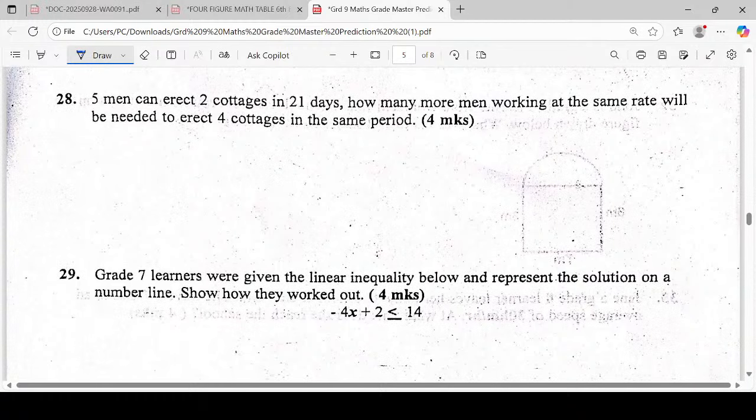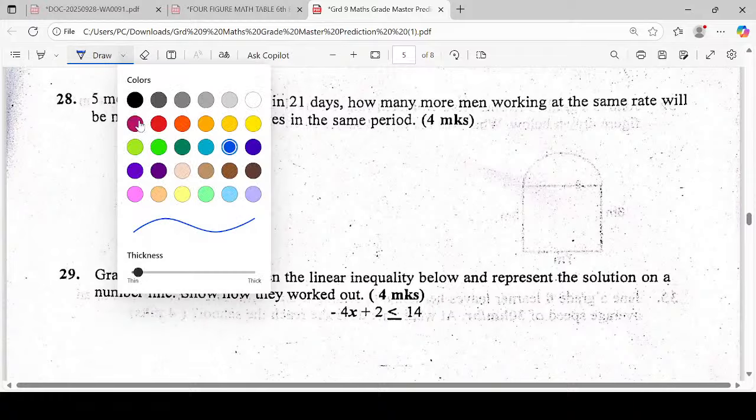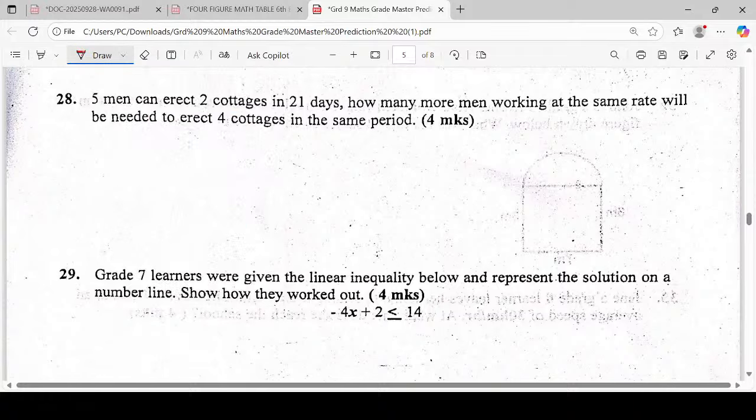Let's look at question number 28 of our discussion, learners. 5 men can erect 2 cottages in 21 days. How many more men working at the same rate will be needed to erect 4 cottages in the same period? This is a question on ratio and proportion. We are having the number of men, the number of cottages, and the duration in days. So you see, 5 men can erect 2 cottages in 21 days.